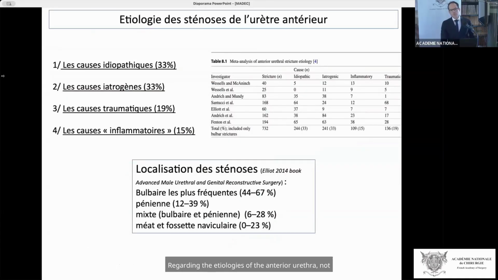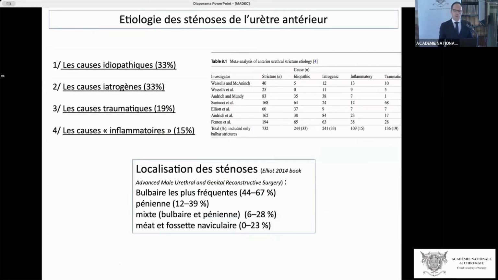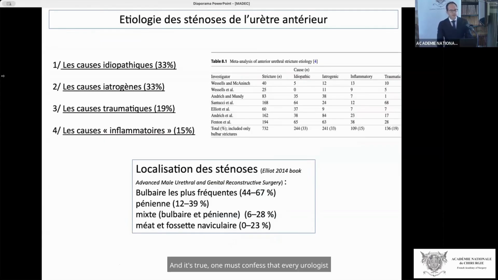Regarding the etiologies of the anterior urethra, not much to say. Most are from idiopathic causes for the time being. We haven't really identified them. In second place, we have iatrogenic causes. And it's true, one must confess that every urologist has likely been responsible for a urethral stricture, whether through a false passage, during a difficult catheterization, or through repeated endoscopies. But indeed, iatrogenic causes in endourology are responsible for a certain number of urethral strictures. Traumatic causes, on the other hand, have rather decreased. Regarding anterior urethral trauma, it's mainly straddle falls that can be responsible for them.